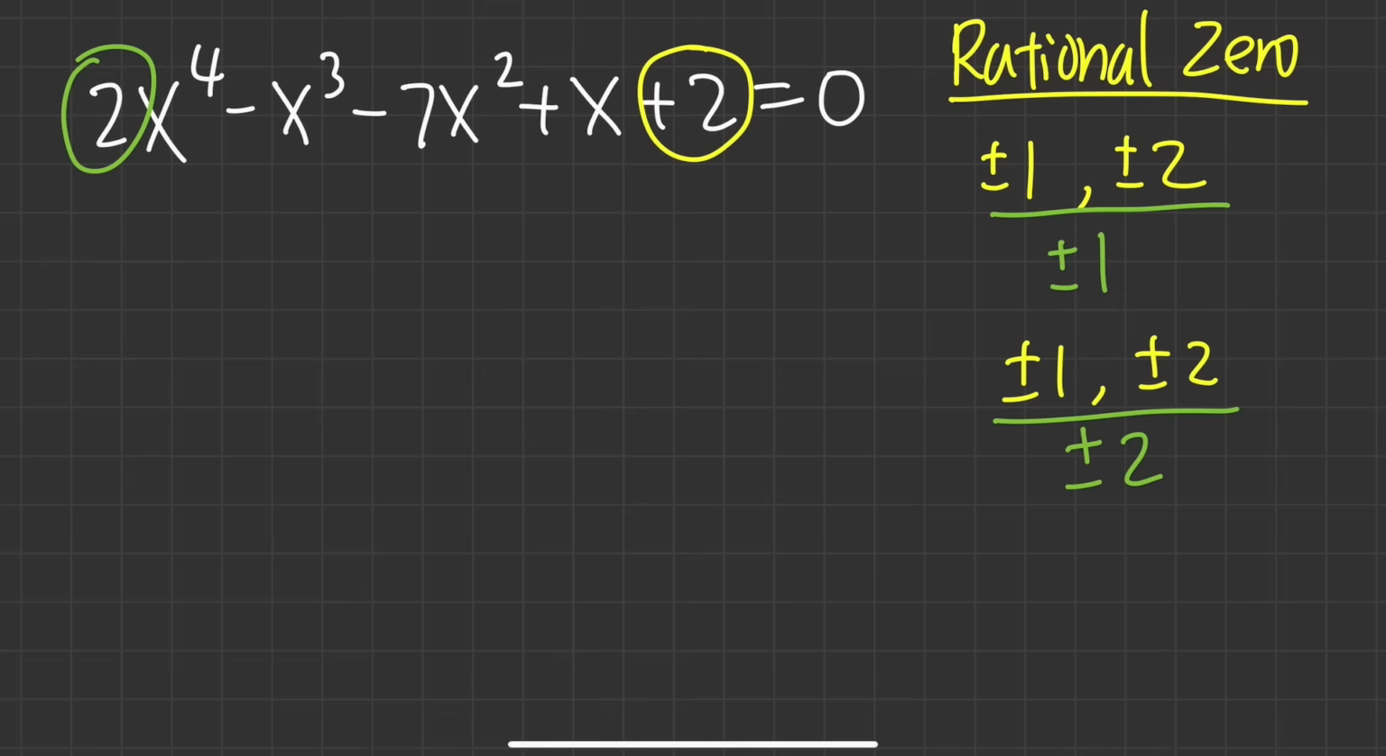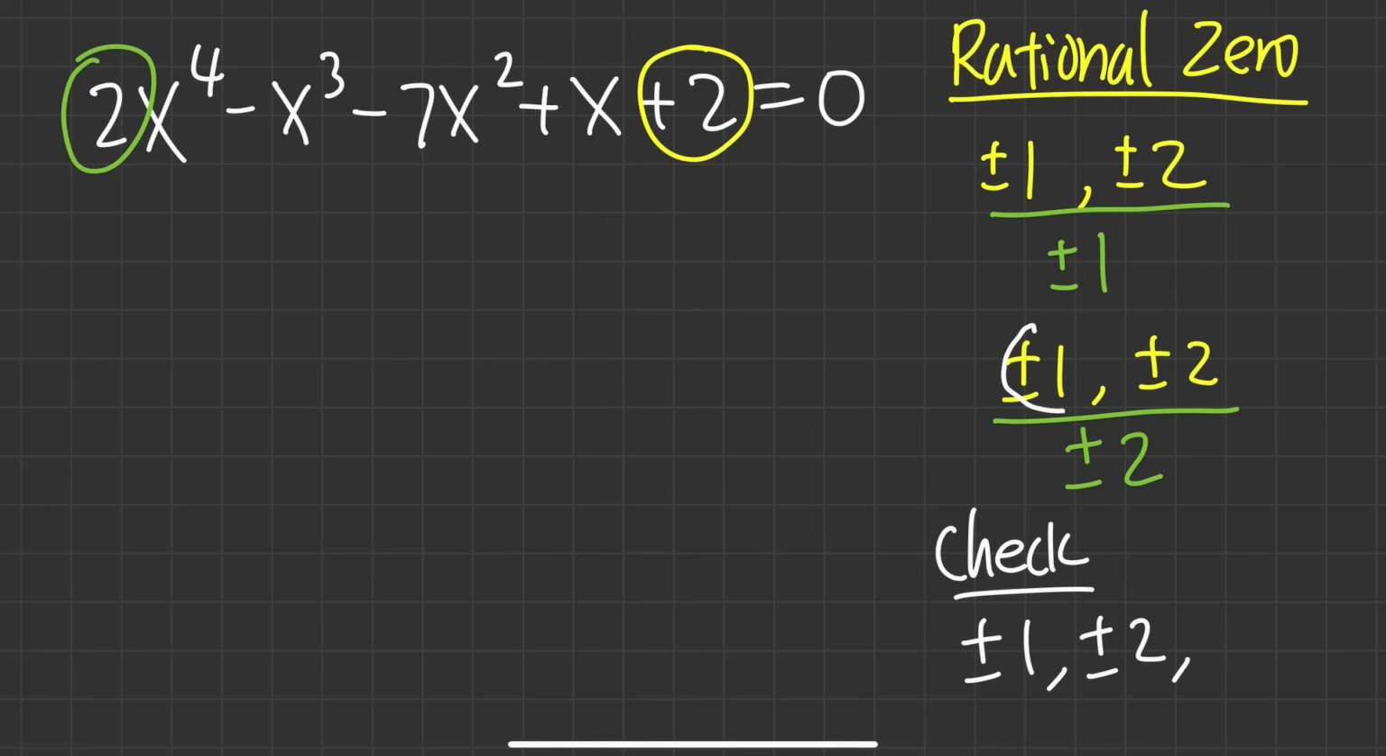Now, if you simplify this a little bit, all we have to check is the following. 1 divided by 1 is just 1. Positive, negative, we can just count them right here. 2 divided by 1 is just 2, and then positive, negative.